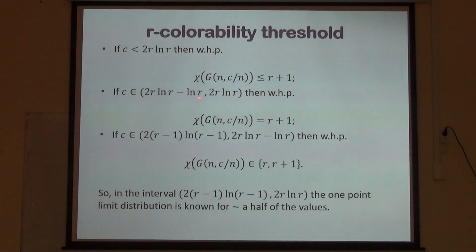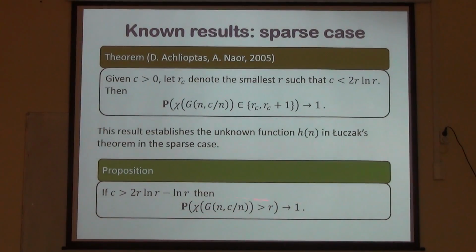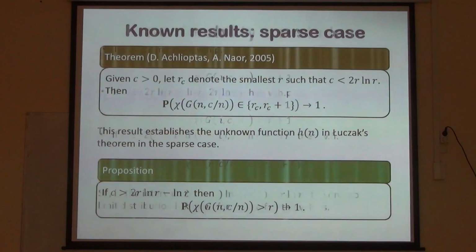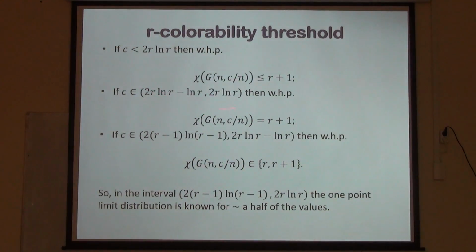Okay, if C is between 2r log r minus log r and 2r log r, then with high probability the chromatic number will be exactly r plus 1, because we know that it cannot be r. So in this interval we have a one-point concentration. We have the limit distribution for the chromatic number.